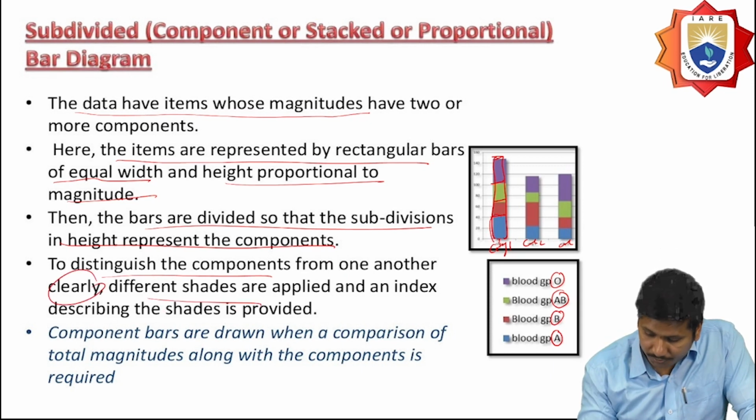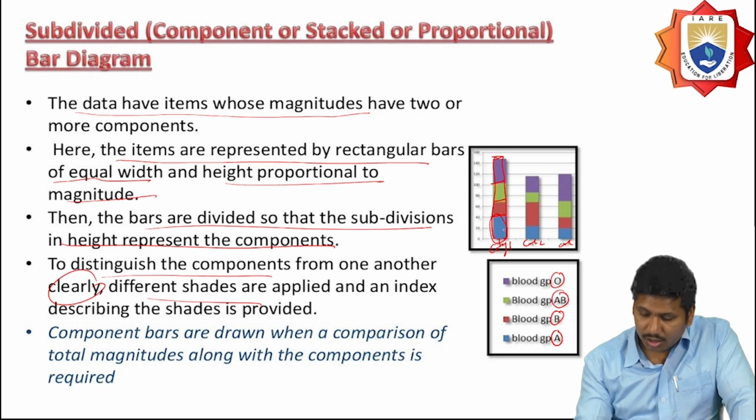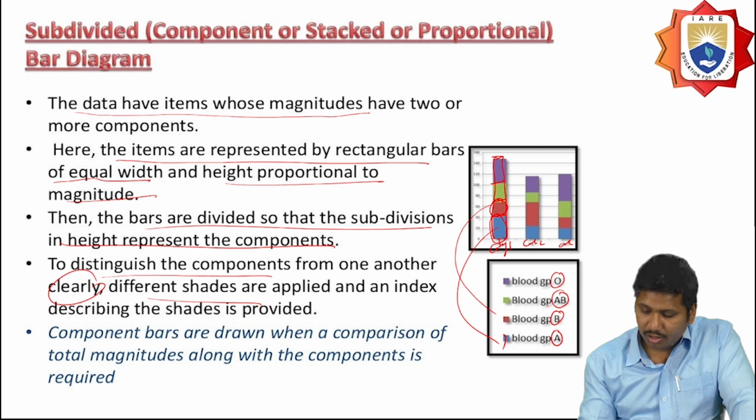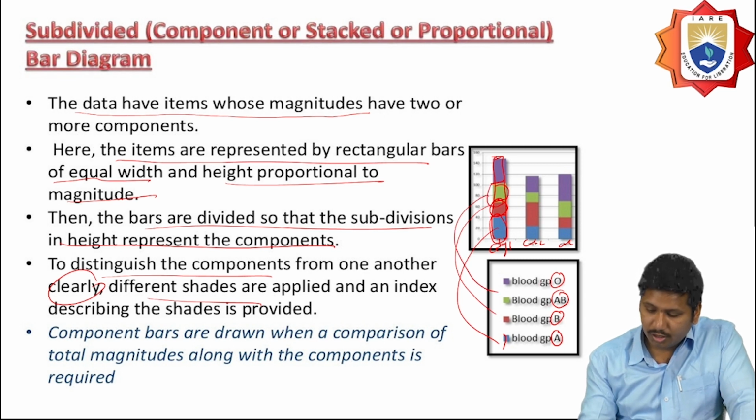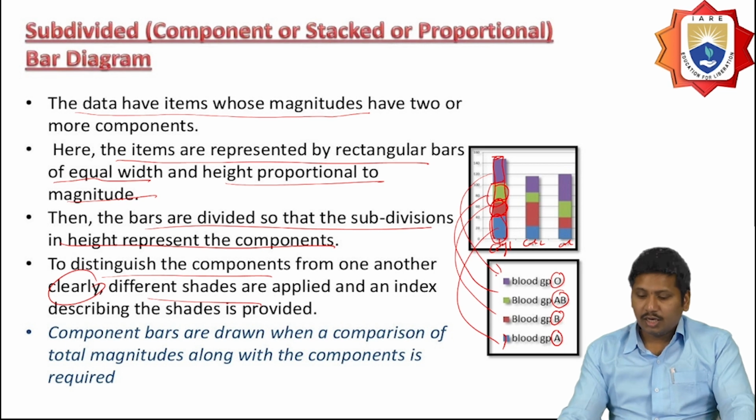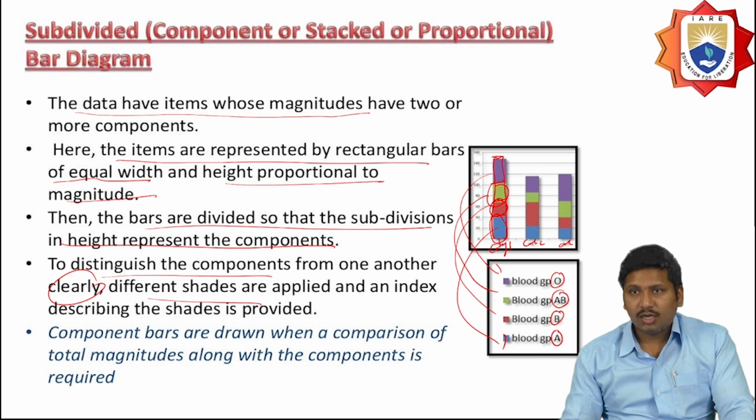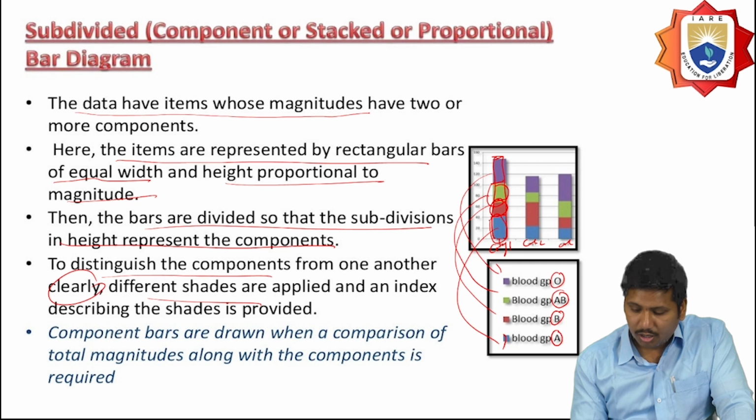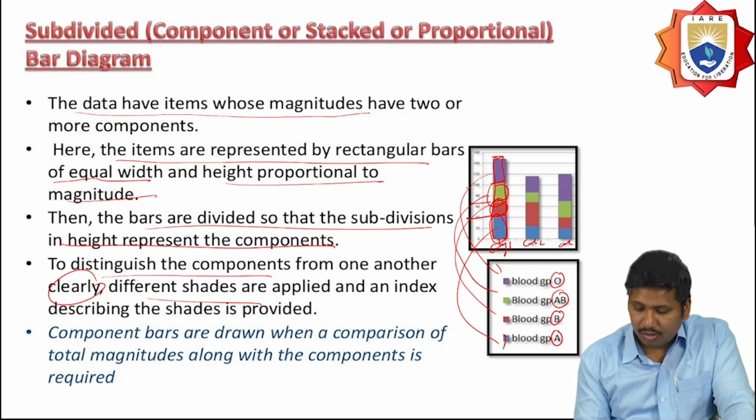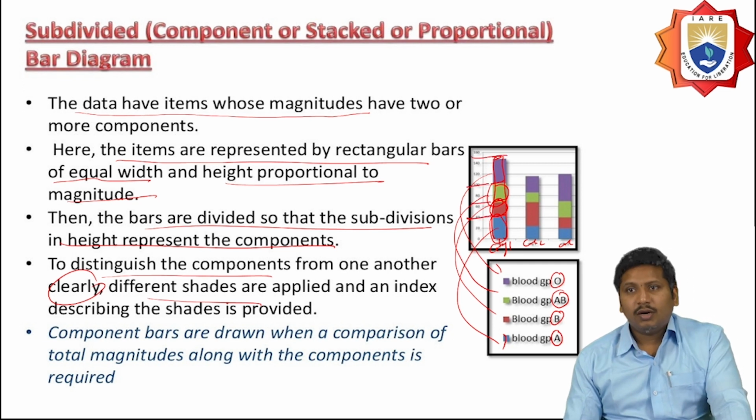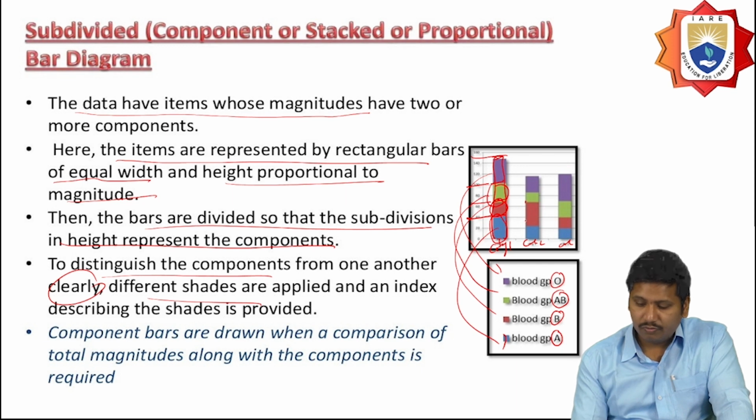So this color is going to represent blood group A, and this color is going to represent blood group B, and this color represents another blood group, and this color another, so that I can clearly understand what each color is and how many people have this blood group by seeing this index of the bar diagram. Similarly I can draw for city 2 also and city 3.